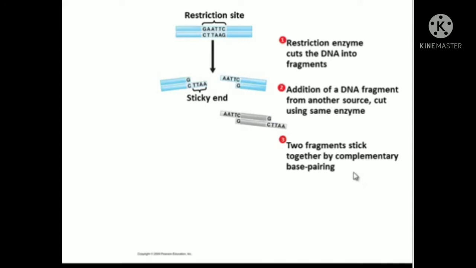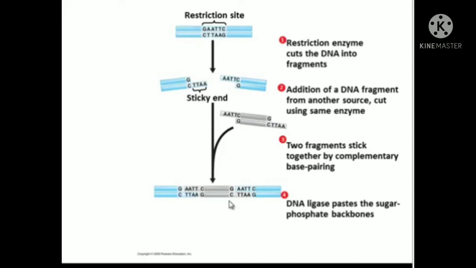Now these fragments are going to stick together because of complementary base pairing. This sticky end was complementary to this sticky end, and this sticky end is complementary to this sticky end, so they naturally came together. However, we need a little ligase at this point because ligase will help attach the sugar-phosphate backbones, which are more difficult bonds to make. So once ligase gets involved, here we go. We have our recombinant DNA, DNA from one organism combined with DNA from another organism.